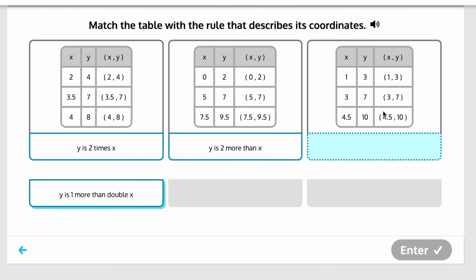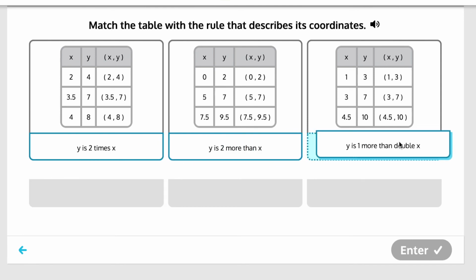In this last table, it fits the rule y is 1 more than double x, because double x, when the x-coordinate is 1, is 2, plus 1 is 3. Double x when the x-coordinate is 3 is 6. 3 times 2 is 6, plus 1 is 7. And when the x-coordinate is 4.5, double 4.5 is 9, and then plus 1 is 10. So it matches this one.